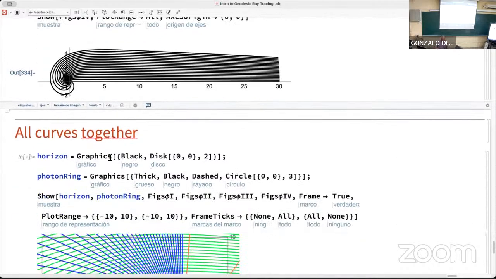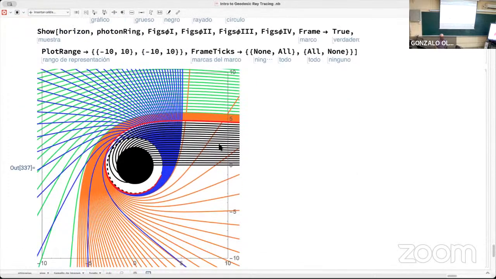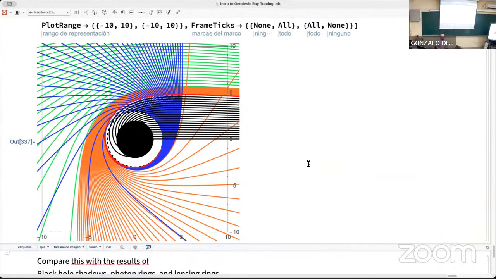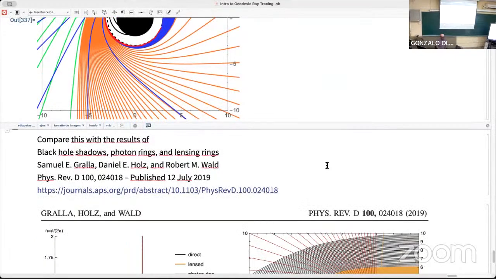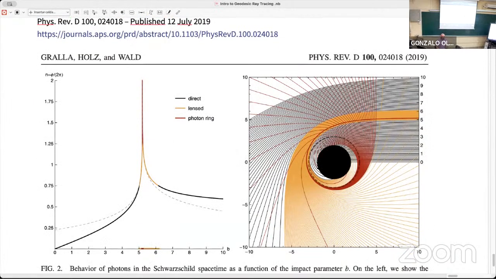Okay, and now we put all of them together with these commands, and you can see what we get. So this is why we chose different colors. In green, the direct image; orange, the lens image; red and blue, the photon ring; and then in black, those that are absorbed. And you can compare this plot with the paper by Gralla, Holz, and Wald.